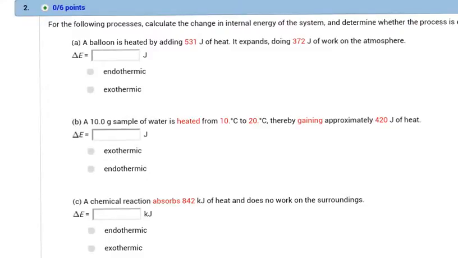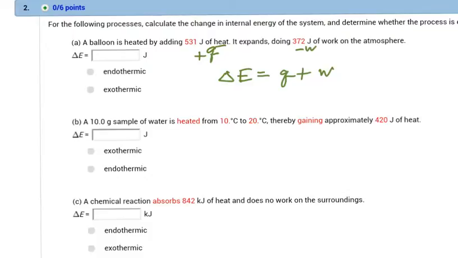Alright, so this is problem 2, and it's very similar to the first problem. We're primarily going to be calculating the change in internal energy based on how much heat and how much work occurs. All we have to do again is worry about the sign of Q, because there's heat, and if a balloon is heated by adding that much, the sign's probably positive. And if we're doing work on the atmosphere, it sounds like work is going out, so that value is going to be negative. And yes, we do just add them together.